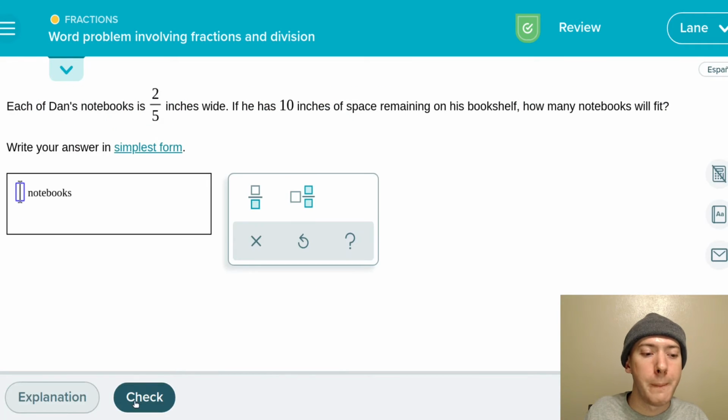Let's do another problem. Okay, this problem says each of Dan's notebooks is 2/5 inches wide. If he has 10 inches of space remaining, how many notebooks will fit?